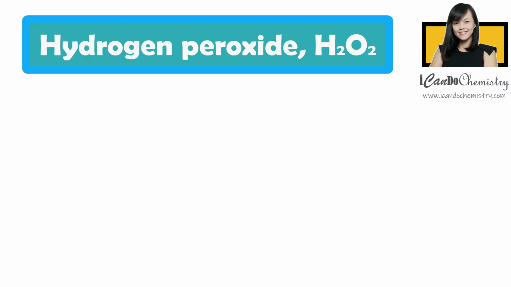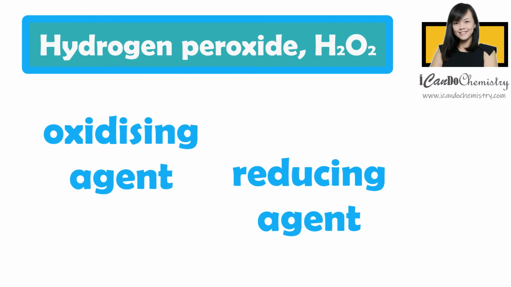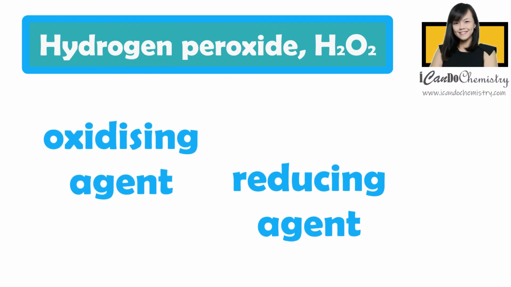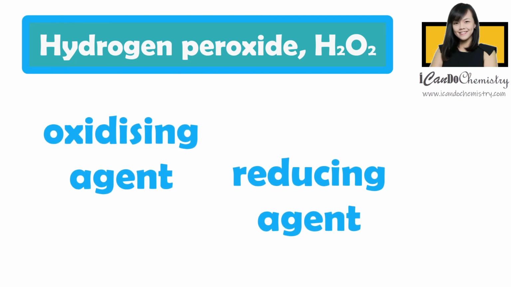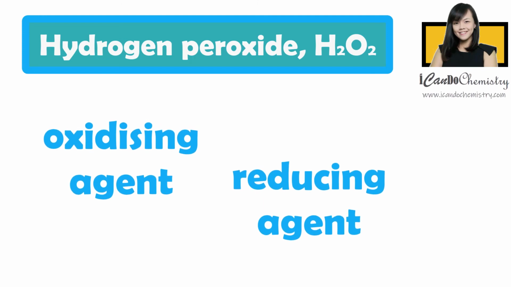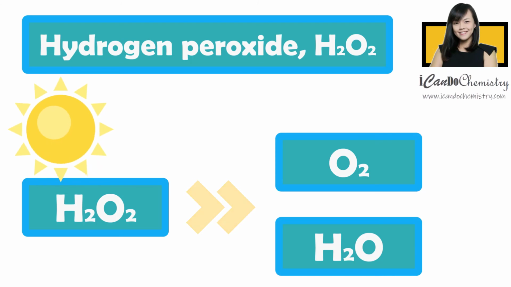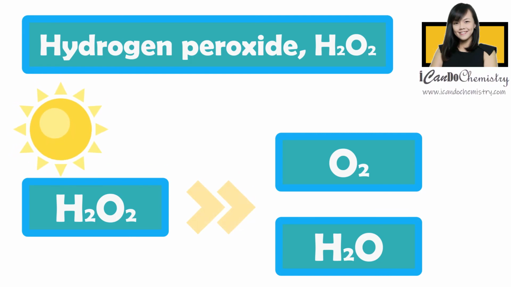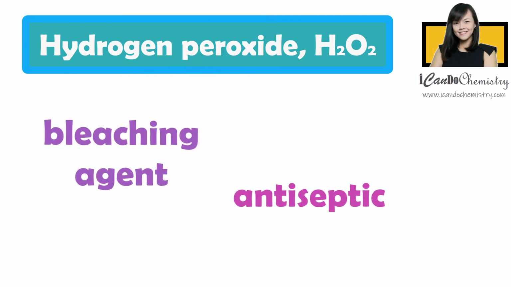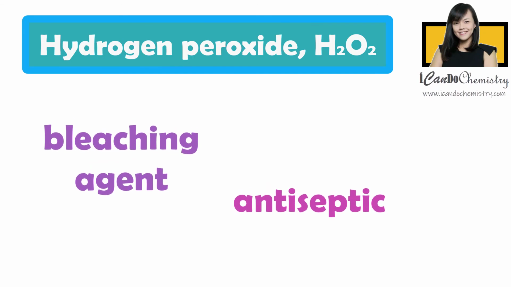Number 40. Hydrogen peroxide. Chemical formula H2O2. Hydrogen peroxide is an interesting substance as it acts as an oxidizing agent or a reducing agent depending on the substance added to it. Hydrogen peroxide is unstable and slowly decomposes to oxygen and water in the presence of light. Hence, it has to be stored properly away from direct sun. It is commonly used as bleaching agent and antiseptic.